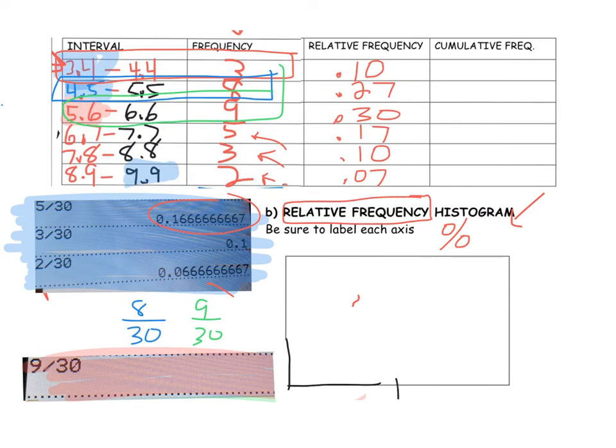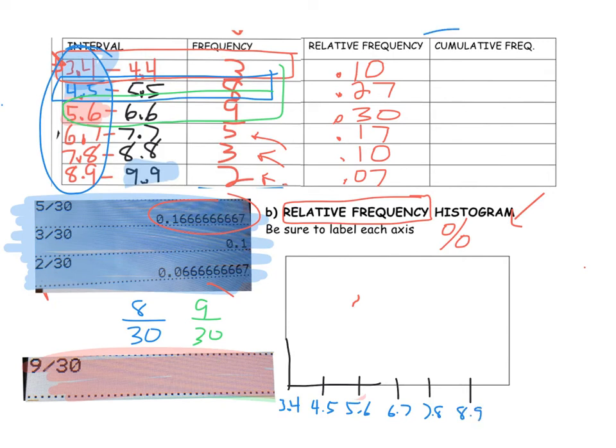So what I'm going to do, since there are 6 intervals, is break the bottom up into 6 parts. We're going to label the lower limit for each class, the beginning point of each interval. So 3.4 is going to start all the way over to the left, then 4.5, 5.6, 6.7, 7.8, and 8.9.